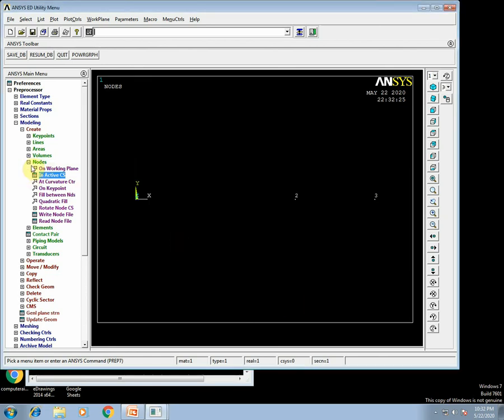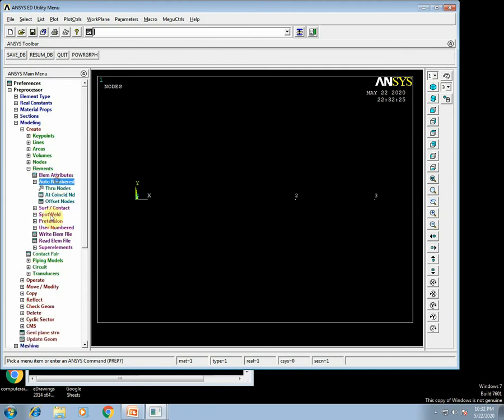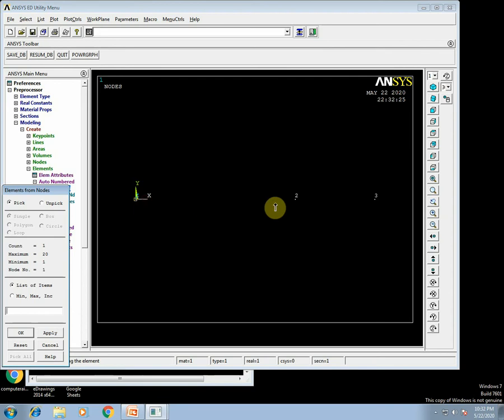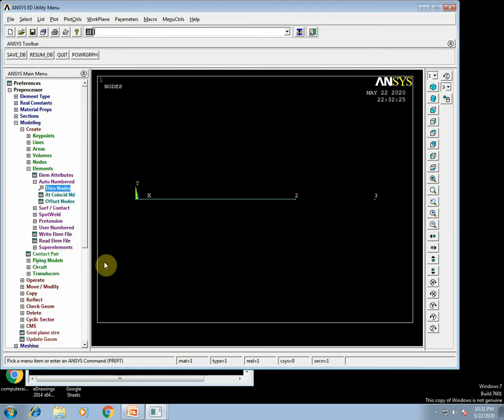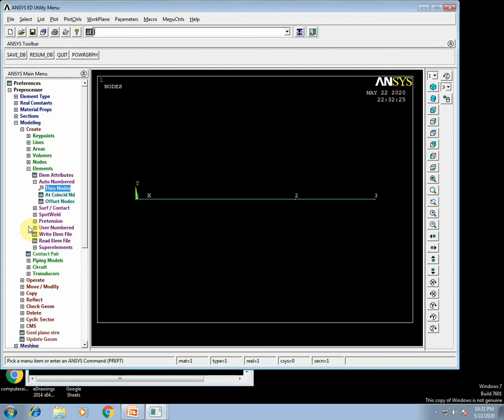Okay. Now I have to join these three nodes by elements, auto numbered: through node 1 to 2. Okay. Next through node 2 to 3. Okay.